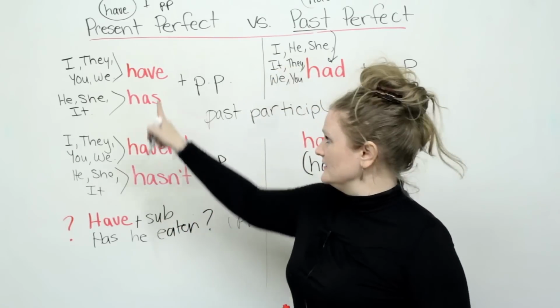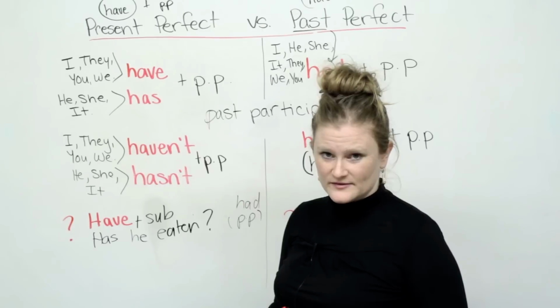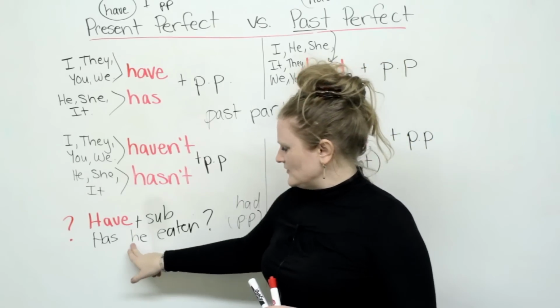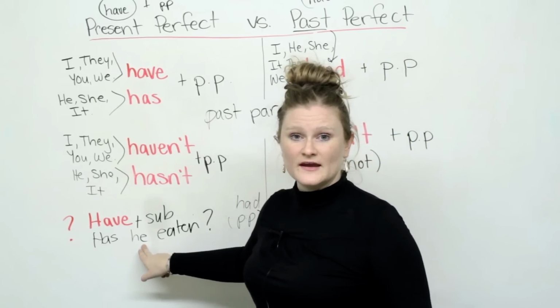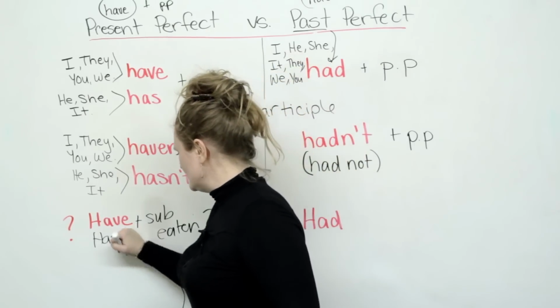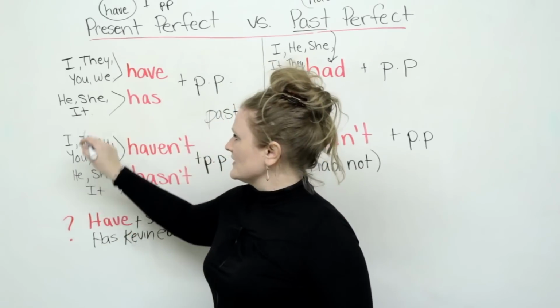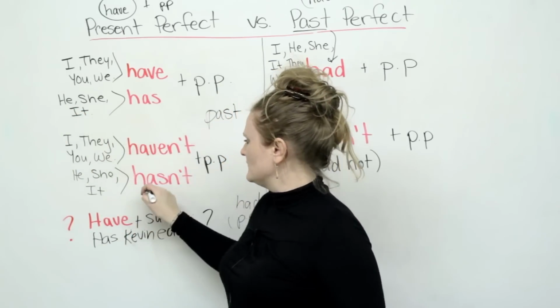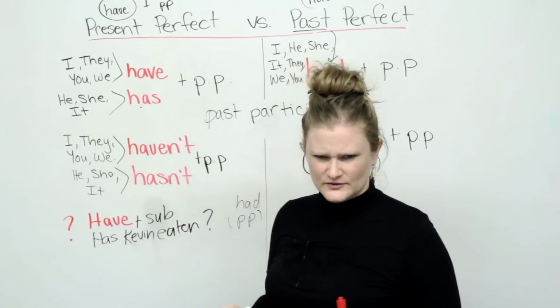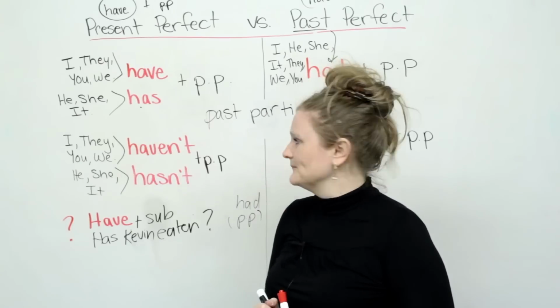Has he eaten is a present perfect sentence. You can change he to a person's name. I can say, has Kevin eaten? Because Kevin is a he, I have to use has. So remember that as well, it's important.